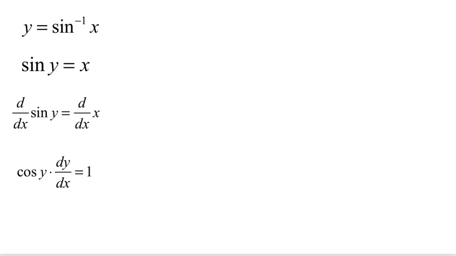So if I want to solve for dy/dx, I divide both sides by cos y, and I get dy/dx is 1 over cos y. But that's not my final answer. I want my final answer to be a function of x. So I've got to do some geometry to get there.